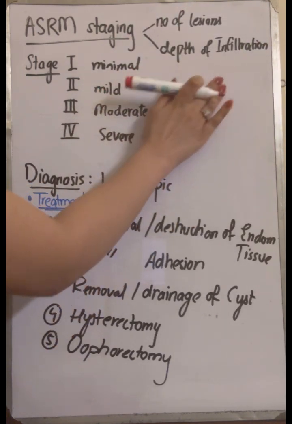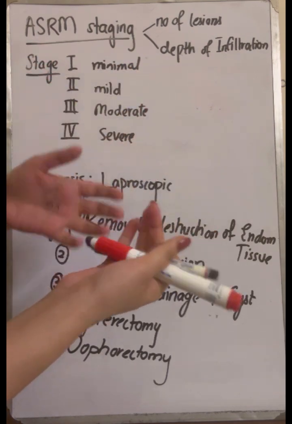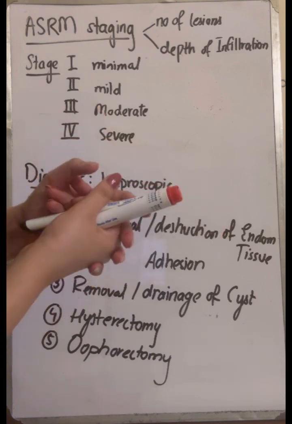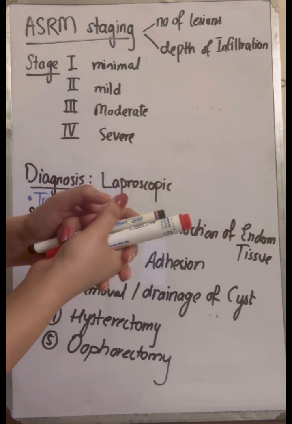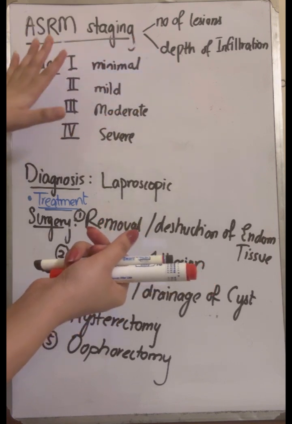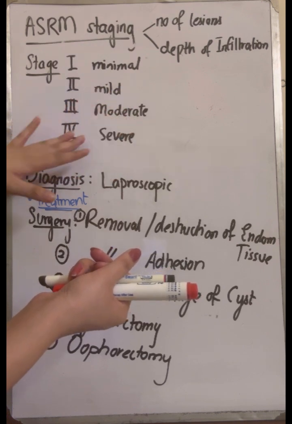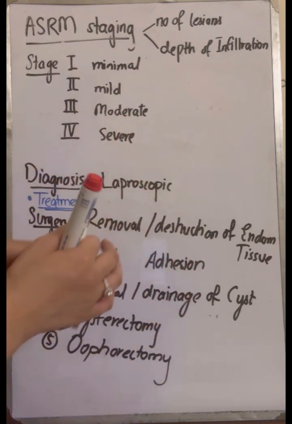The main thing that you have to remember is just these 4 stages. Anyone can ask you in your Viva or OSPE what the staging criteria of endometriosis is and what the 4 stages are. You should know that the staging criteria is ASRM staging. And the stages are stage 1, that is minimal, 2 mild, 3 moderate, and 4 severe. That's it. It's more than enough.